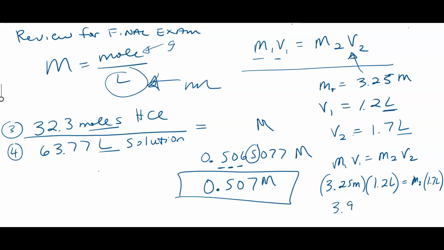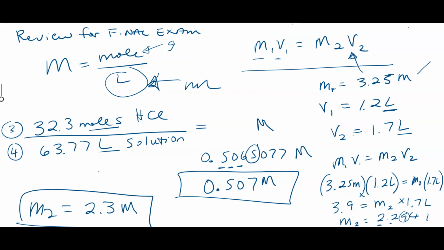So if I multiply these two numbers, I get this number. Now I'm going to divide both sides by 1.7. And now my molarity is 2.29. This is what I see in the calculator. I have to do sig figs, so in this problem there's only 2 sig figs. It's my smallest sig figs. So my answer is going to be 2.3 molar.